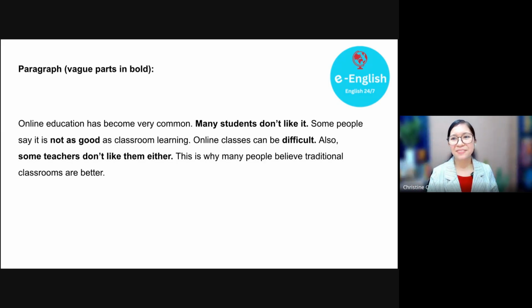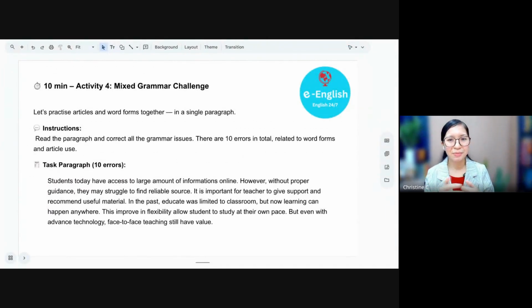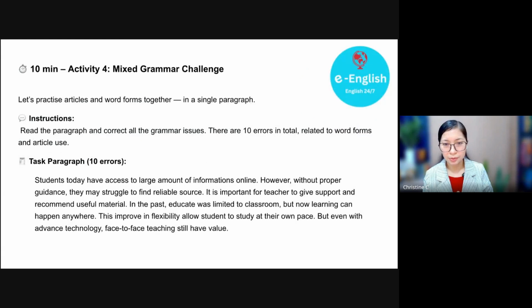All right. So now we come to our last grammar challenge. Here we have a paragraph with all the grammar issues. There are 10 errors in total related to word forms and article use. Let's see if you can identify them. So here's the paragraph below. Some students today have access to large amount of information online. However, without proper guidance, they may struggle to find, hold on, let's switch here. Okay, struggle to find reliable source.